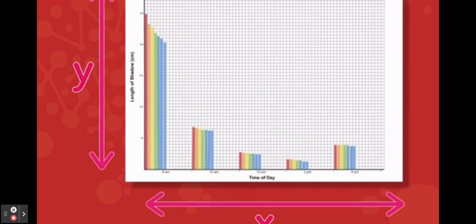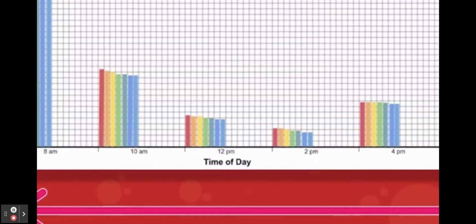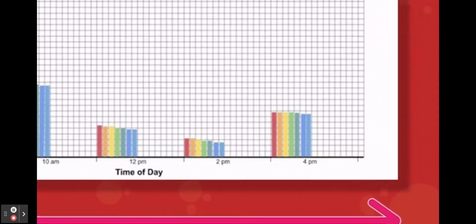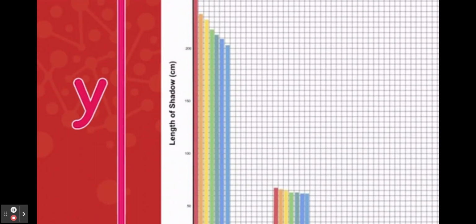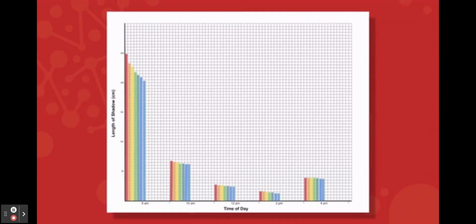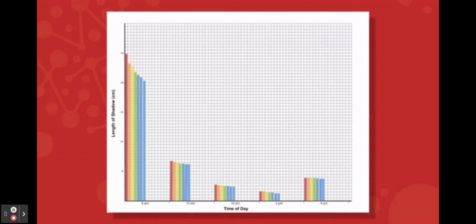Yes, I put the time of day along the X axis, 8 a.m., 10 a.m., 12 p.m., 2 p.m., and 4 p.m. And along the Y-axis, I put the length of the shadows recorded at these times in centimeters. What do you think these different colored bars on each time mean? That's right, they represent the different dates we collected data.